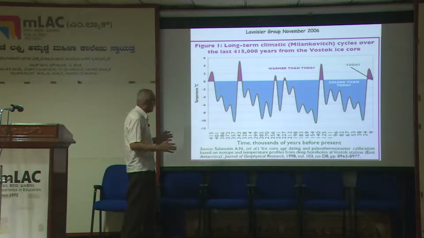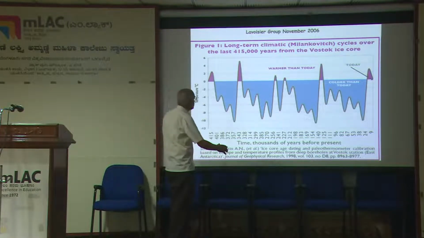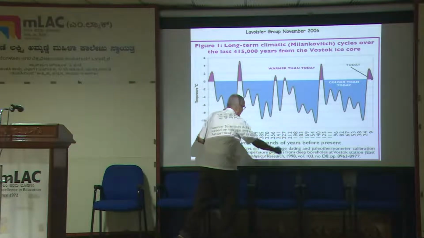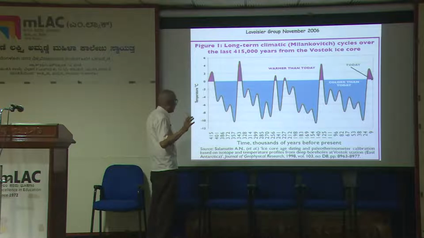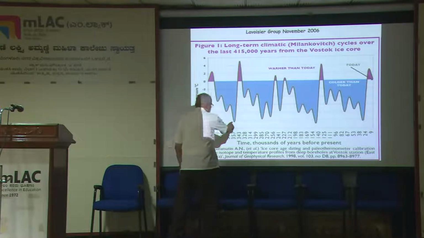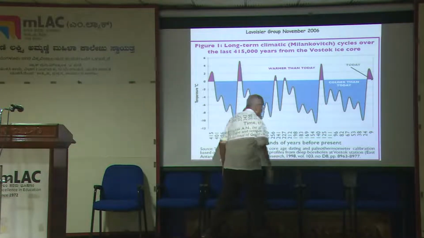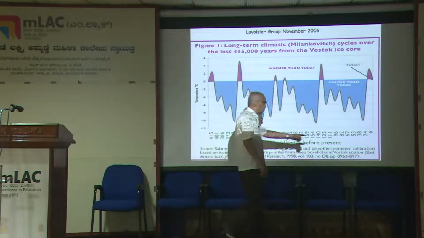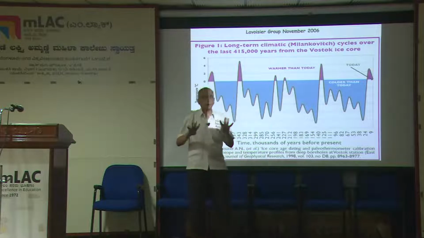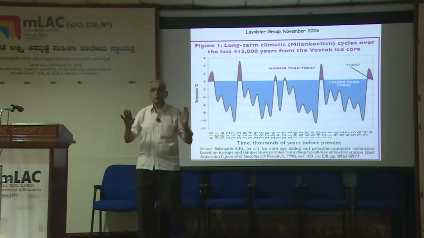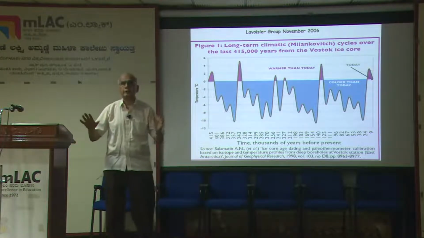So this slide from Vostok looks at the last 400,000 years of Earth's climate, and from the isotope ratio, they figured out that Earth had 4 major ice ages, 1, 2, 3, 4. The last one was 20,000 years ago, which we saw in the other slide. So there are 4 major ice ages in 400,000 years. Every 100,000 years we had an ice age.